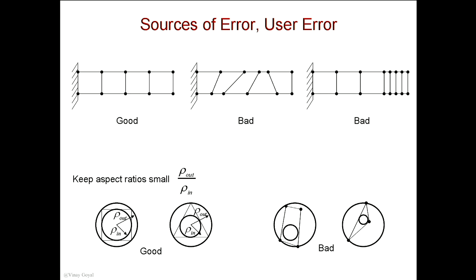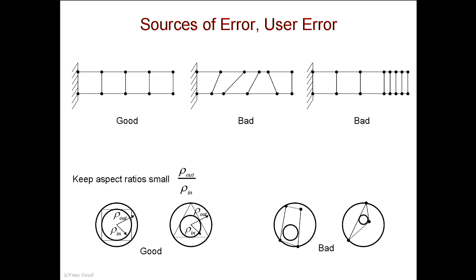So how do I know more qualitatively if that element is good or not? One thing to do is, for example, if I have a square element, I draw a circle on the inside of that element, and I draw a circle on the outside of that element, right?